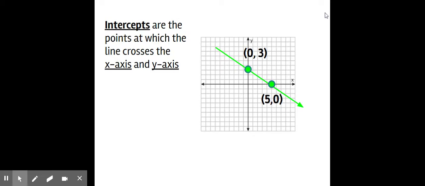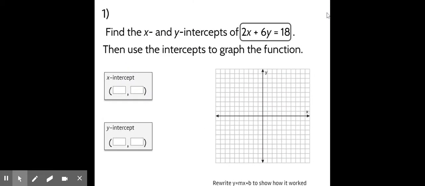Intercepts are the points at which the line crosses the x and the y-axis. If you can figure out the intercepts and plot them, you have 2 points for which you can connect the line and graph the equation. With the x and the y intercept, you will have a 0 in both of those points. Let's take a look at example number 1. We're going to find the x and the y intercepts, and then we're going to graph the equation with those intercepts.